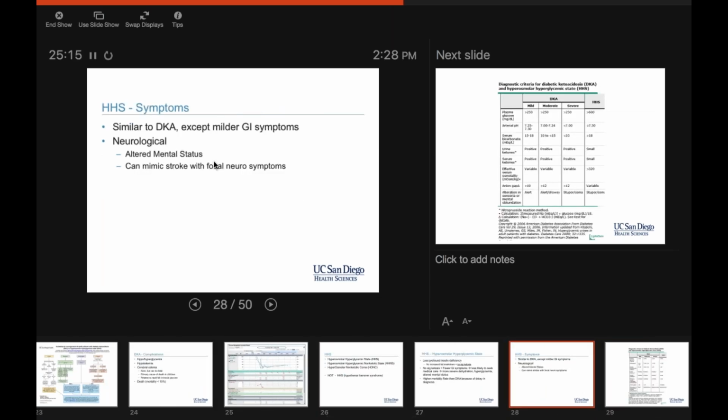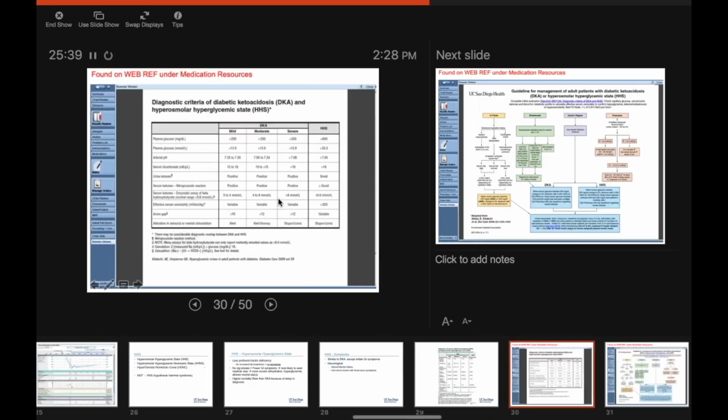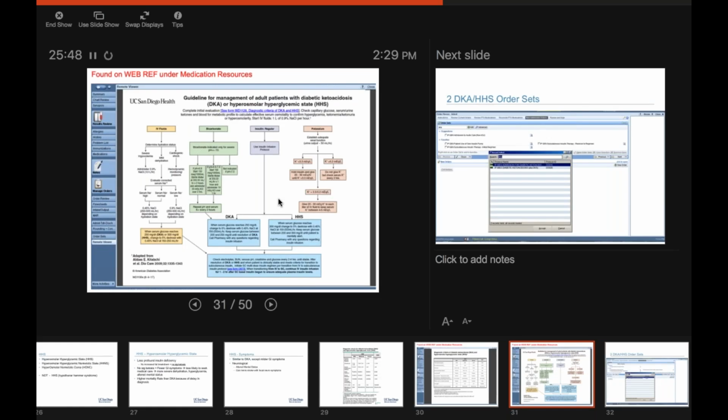Your symptoms are similar to DKA, but without the GI symptoms because there's none of the ketones in the acid. They come in altered of some sort. It can actually mimic a stroke with even focal neurosyndrome symptoms, but usually it's more general. And here's the diagnostic criteria. High blood sugars, and it's down to your H and your H, hyperglycemia, hyperosmolar. Here's the same diagnostic criteria that live in WebRef for you to reference anytime you want, 24/7.